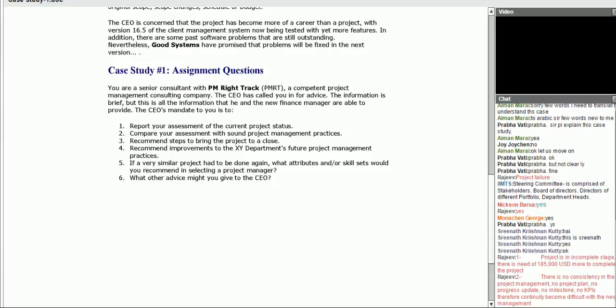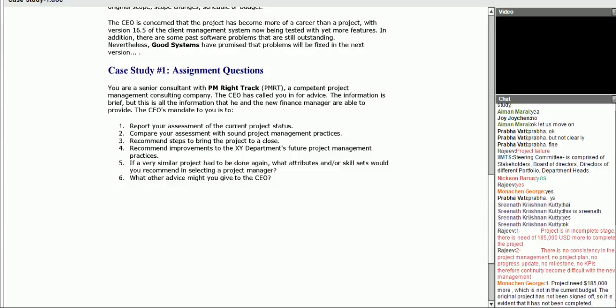What about others in the class? Expecting your answers, everybody. Monachan says the project needs 1,85,000 more, which is not in the current budget. The original project has not been signed off, so it is evident that it has not been completed. Okay, great.